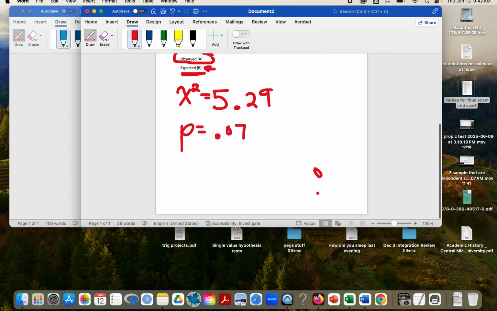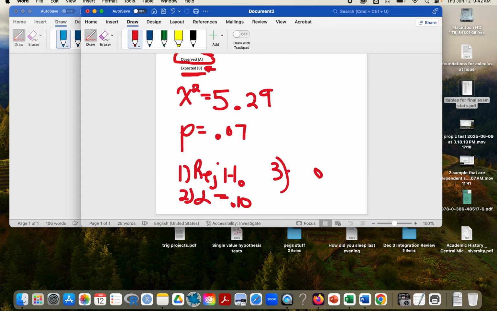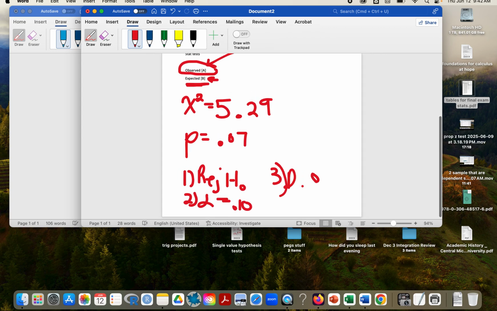What happened there? Not really sure. Okay, so we had reject the null. We had our alpha is equal to 0.10, and then the third thing, and what I was trying to get at, was that the claim is getting supported. So the data supports the claim and so forth.